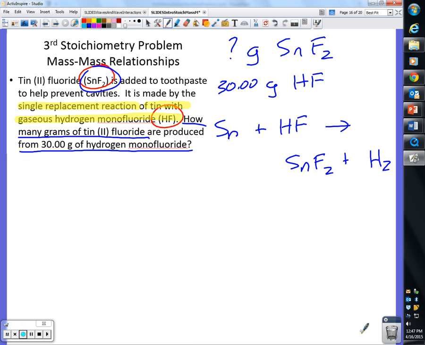So that's our equation to represent this single replacement reaction. But is this balanced? No. It's not, but it's pretty easy to balance. Put a 2 right there, and then we're good.